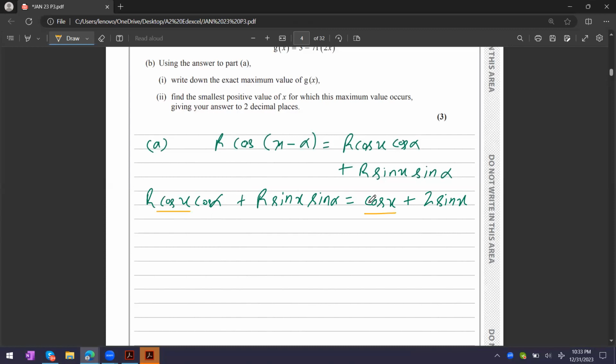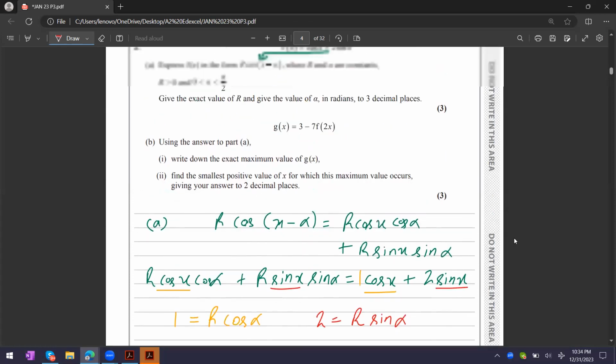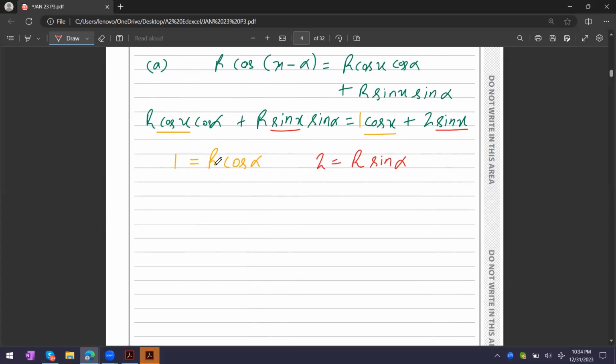What's the coefficient of cosine x here? 1. So that means 1 is equal to, what's the coefficient of cosine x here? R cosine of alpha. Okay. And similarly, what's the coefficient of sine x here and here? Here it is 2. So 2 is equal to, here it is r sine of alpha. Okay. Now from here, we need to find the values of r and alpha.